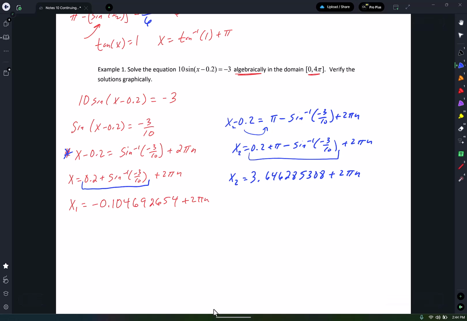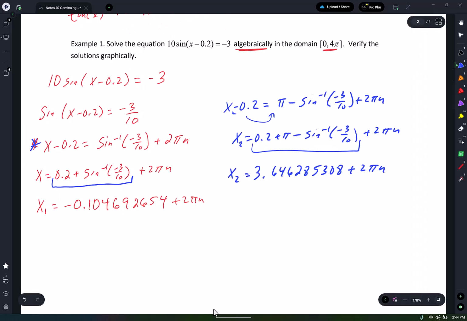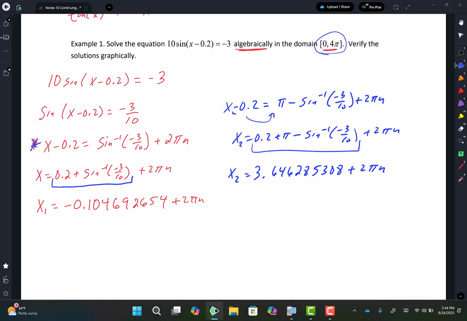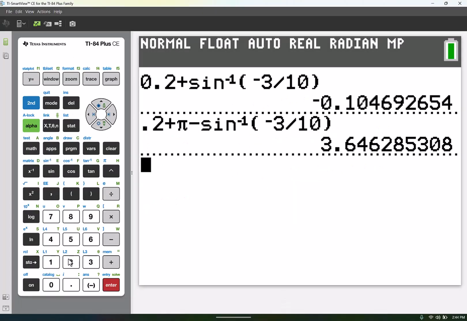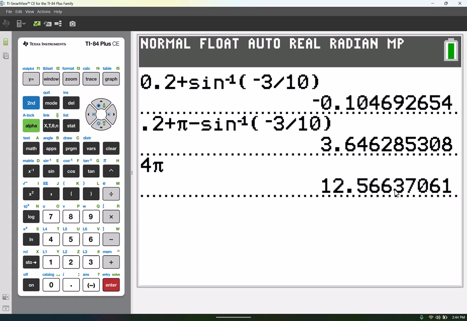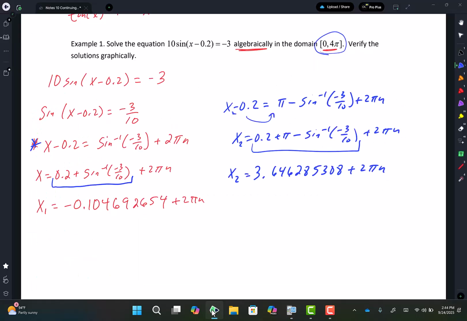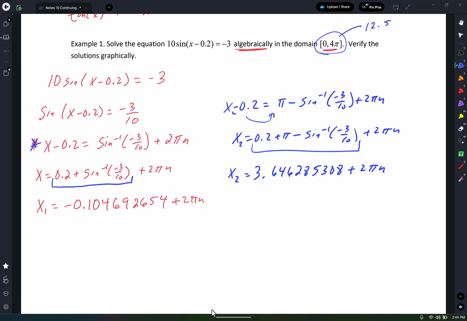Notice what it said here: in the domain 0 to 4 pi. In case you don't know, you don't need it because we're going to be adding 2 pi anyways, but if you want to turn 4 pi into a decimal, there's my 4 pi, 12.56637. So I want all the answers for x between 0 and 12.56637.